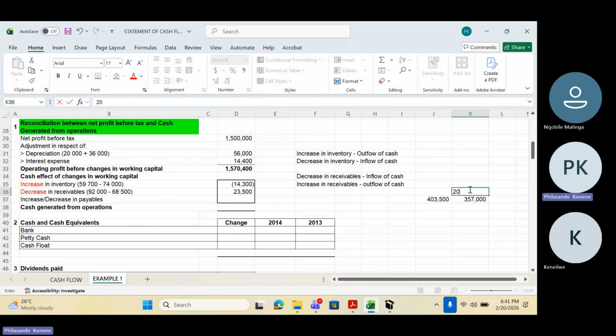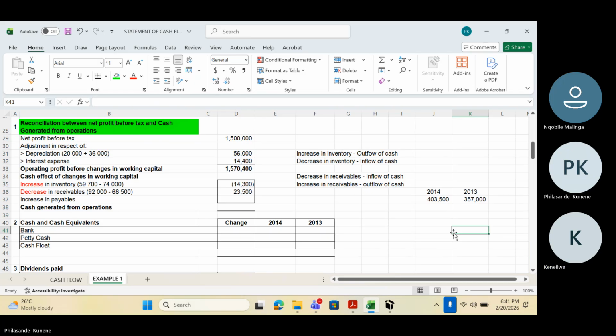So now things are changing here. 2013, trade and other receivable were 357,000. Then now 2014, it is now 403,500. So what does that mean? It increased. We can see here, it moved from 357,000 to 403,500. So there was an increase in payables. So what does that mean? Is this an inflow or an outflow?